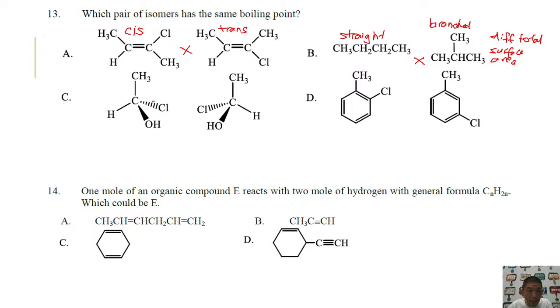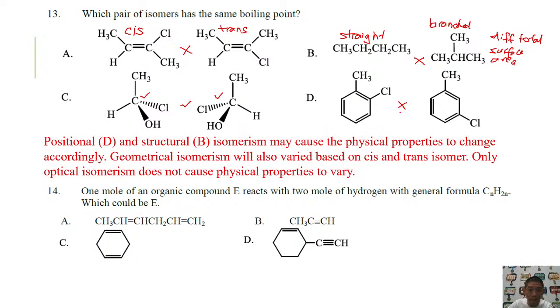And then for C, C is a pair of optical isomers. In a pair of optical isomers, the arrangement inside is not affected. They just rotate plane polarized light in different directions. Therefore, it will not affect the physical properties. Therefore, it can be correct. And then for D, the position of the chlorine, whether they are close or far, will also sometimes influence the physical properties in here. So it can also change the physical properties. So the best answer in here will be C. Okay.